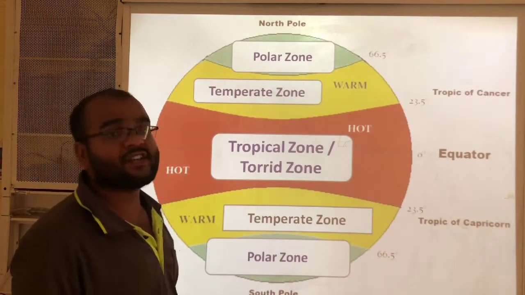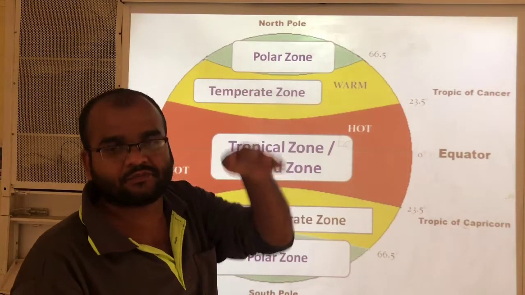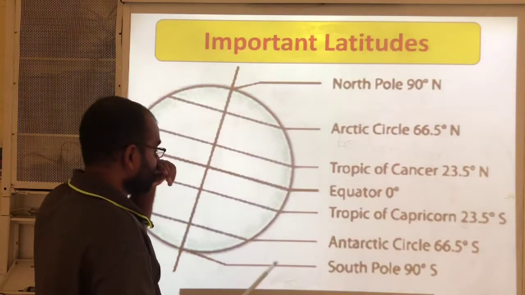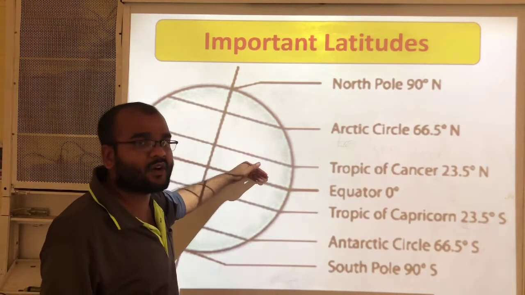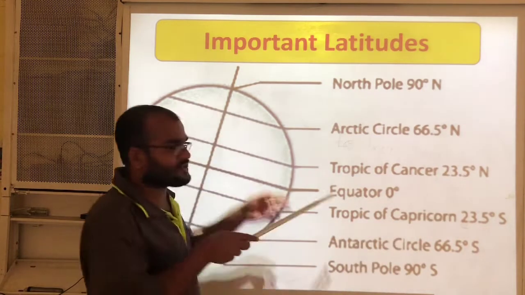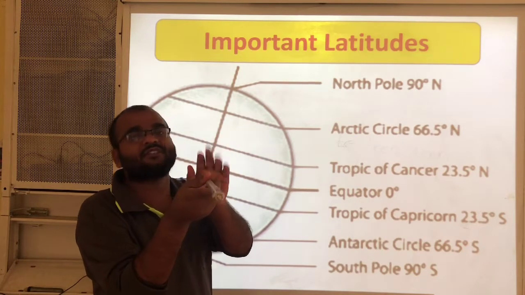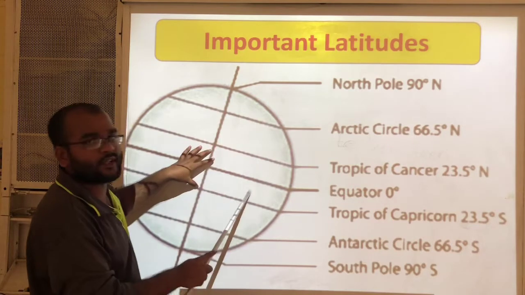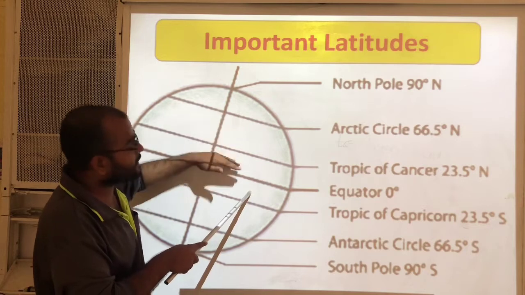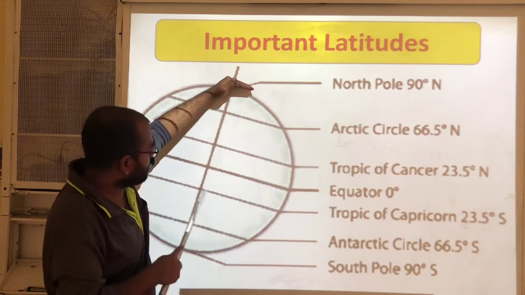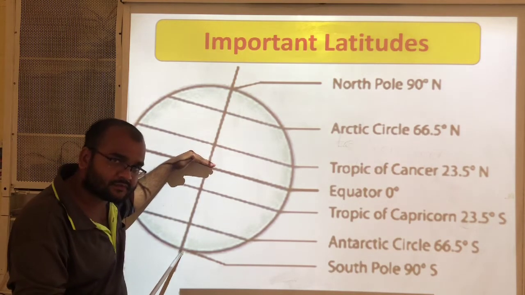Next, temperature zones. As the latitude changes, see here, near the equator, temperature is more. Why? Because sun rays fall directly, straight. That's why the temperature is more near the equator. And if you go away from the equator, like this, then temperature decreases. Here also, going away, it decreases, and decreases more.